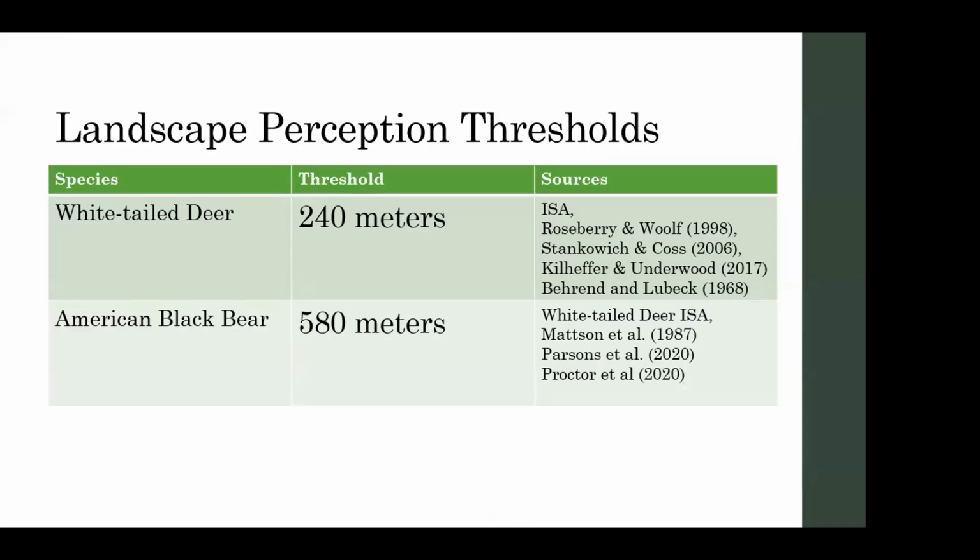So the incremental spatial autocorrelation for white-tailed deer gave us a perceptual threshold value of 240 meters, which we confirmed using literature analysis. For American black bear, the wildlife vehicle collisions were not dense enough to produce usable incremental spatial autocorrelation data. So we used our white-tailed deer incremental spatial autocorrelation alongside literature indicating the way that perceptual thresholds scale among organisms with relatively similar body types or life histories to generate a 580-meter perceptual threshold for American black bear.